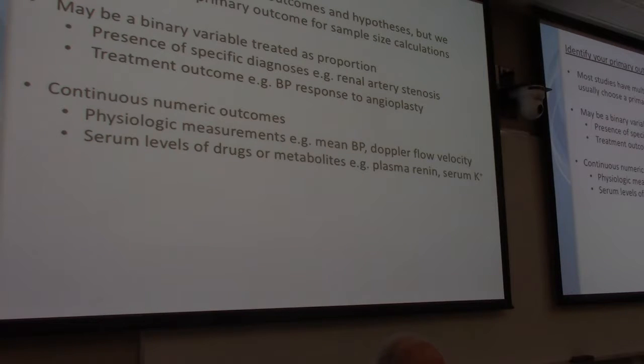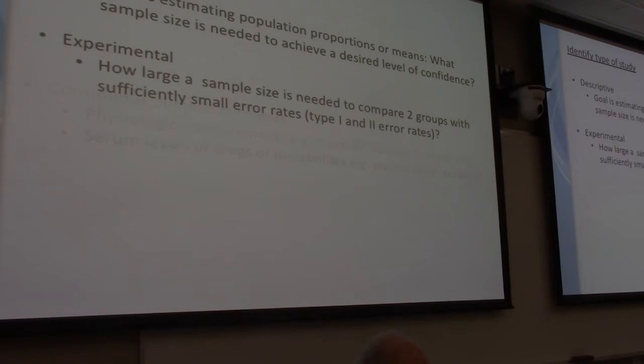So you need to clearly identify what you're dealing with, and you need to clearly identify what type of study you're doing. And again, I mentioned this very briefly. Most studies end up being experimental. We're comparing groups, and we're asking ourselves, how large a sample size do we need to compare these two groups with sufficiently small error rates? And we'll talk about type 1 and type 2 errors in a minute. Or is this a single sample study where our goal is to estimate the mean population parameters like mean birth weight or mean blood pressure for a population?